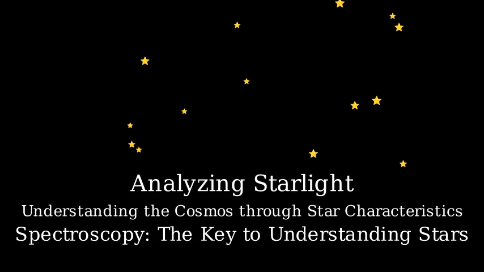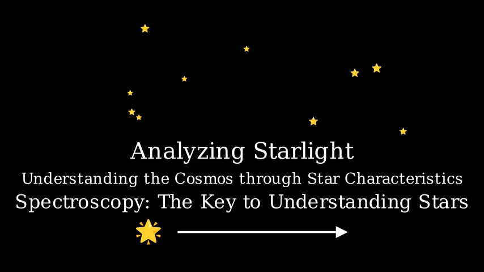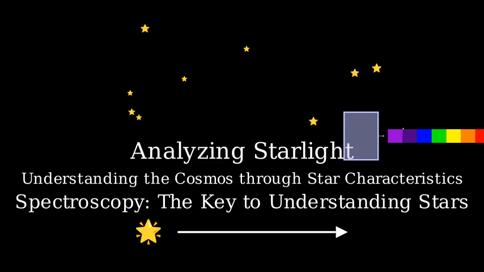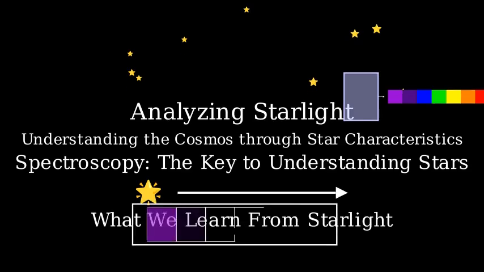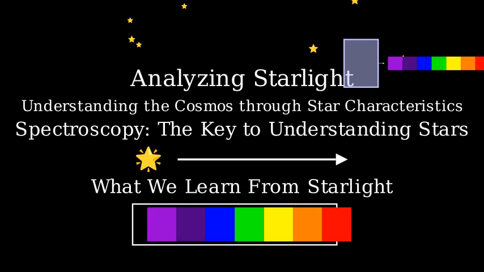The primary technique used is called spectroscopy. Spectroscopy is the study of how light from stars is spread out into a spectrum similar to a rainbow. When starlight passes through a prism or a diffraction grating, the light is separated into different wavelengths or colors. By analyzing a star's spectrum, astronomers can determine many of its properties.